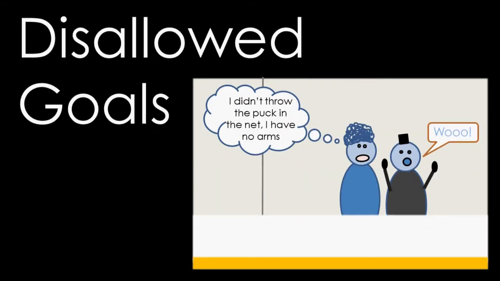Let's say you're watching a hockey game and the puck goes into the net, the goal light goes on, but the referee waves his arms back and forth. No goal. Why not? Well, let's take a look at some of the most common reasons that a goal would be disallowed. Most of them are pretty easy to understand, so we'll go through them pretty quickly.